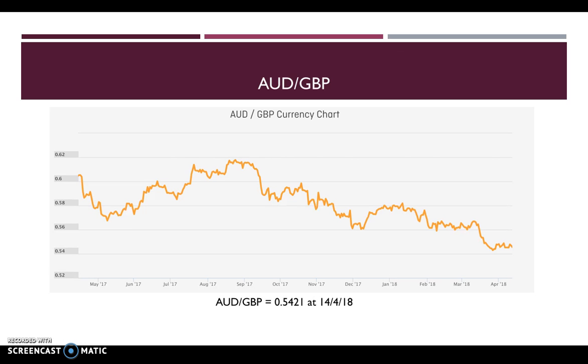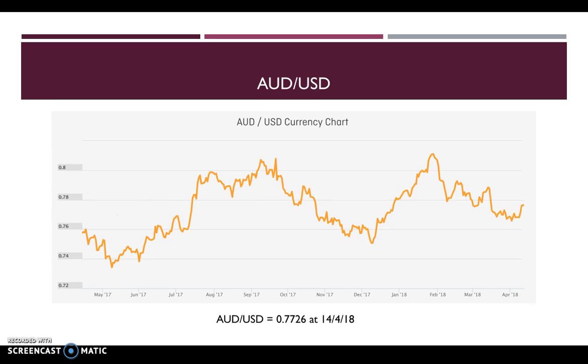The following graph, sourced from OFX, shows the exchange rate fluctuations of the Australian dollar against the British pound over the past 12 months. We can see here that the Australian dollar has mostly depreciated against the pound over this period. This graph from OFX shows the Australian dollar has appreciated slightly against the US dollar over the past 12 months.